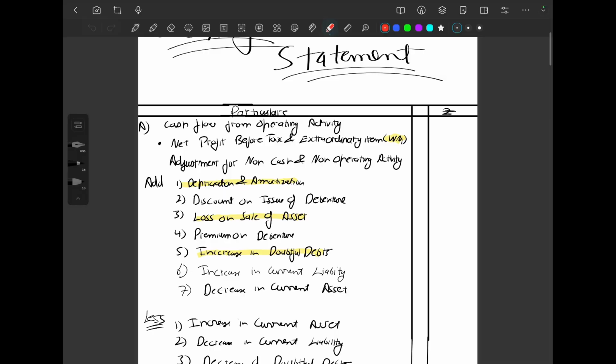Amortization is for goodwill, any goodwill written off during the year, then it will be added here. And any discount on issue of debenture, loss on sale of assets, premium on debenture, that is any premium paid by the company on the issue of debenture, then it will be covered here. Increase in doubtful debt, that is provision for debt. If there is any increase during the current year for the provision of doubtful debts, then it will be added here.